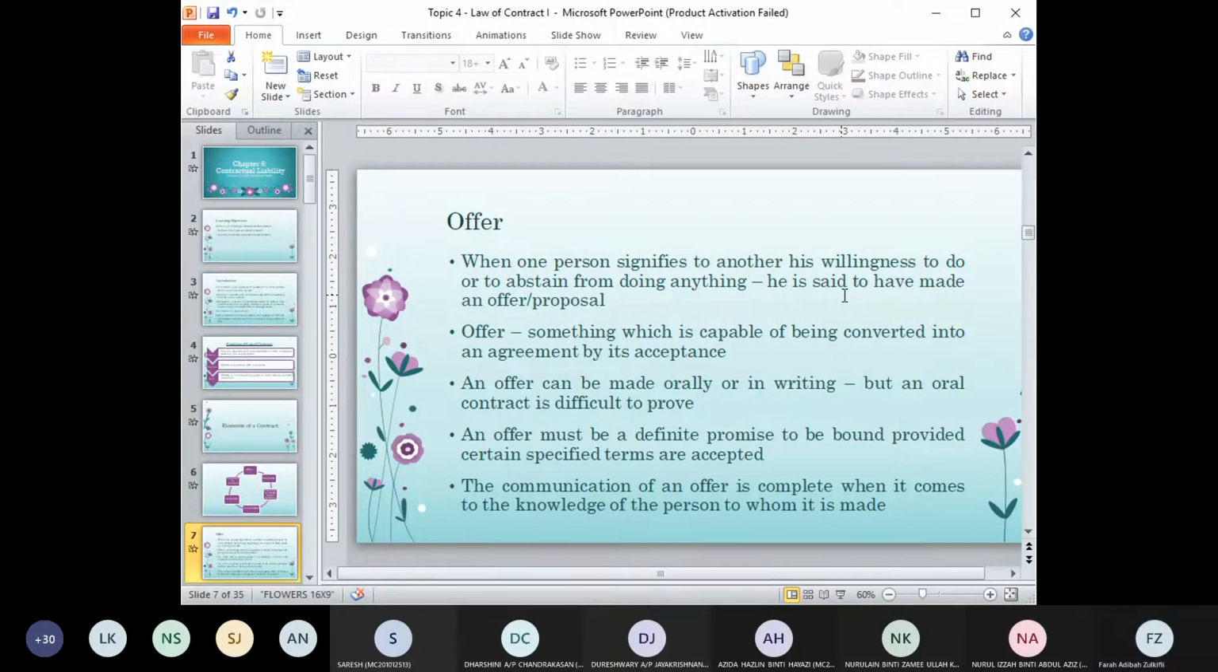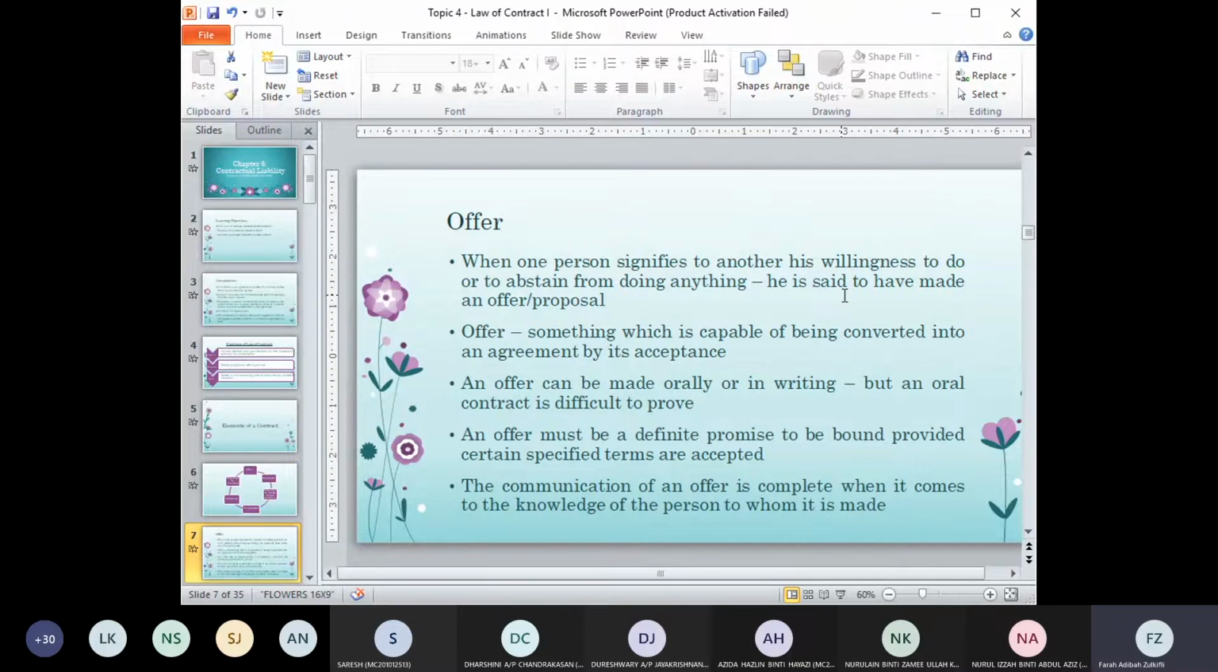Okay, so you must have a definite promise. So if they are ready to accept your offer, you must have a house to sell to them. So it must be a definite promise. Okay, so if you want to sell a house, if you want to make an offer, it must be a definite promise. So you must have something to offer. So if you want to do something for someone else, make sure you are available to do it for that person.